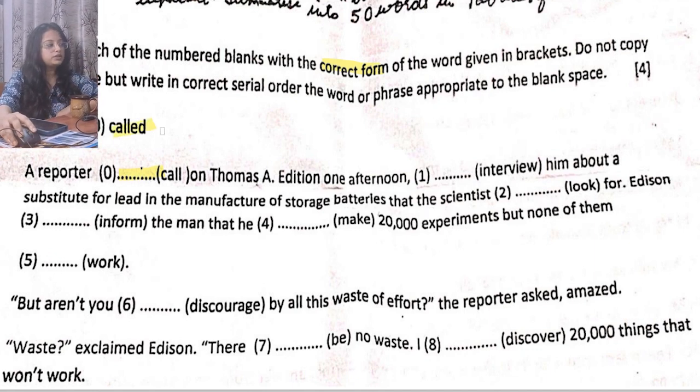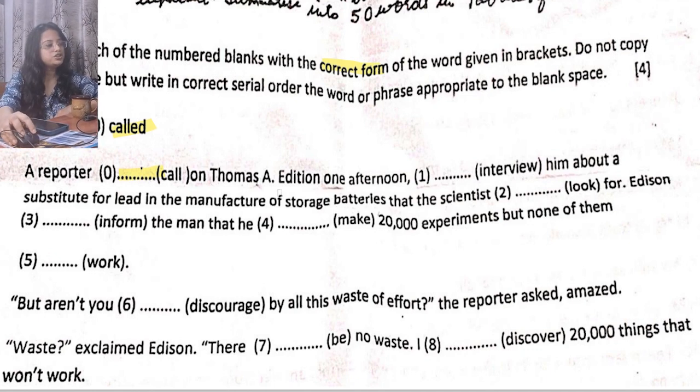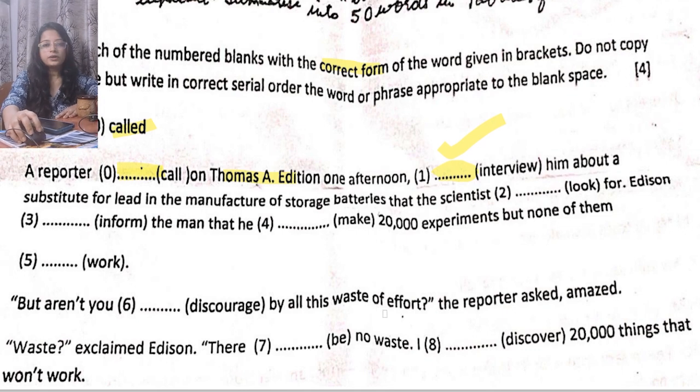A reporter called, this is the first hint given. That means the overall idea is past. Let us first read the whole thing. A reporter called on Thomas A. Edison one afternoon, dash him about a substitute for lead in the manufacture of storage batteries that the scientist dash for. Okay, so a reporter has called on Thomas A. Edison one afternoon. Why? Of course, to interview, because you already have a verb over here. This has to be the non-finite verb, to interview.